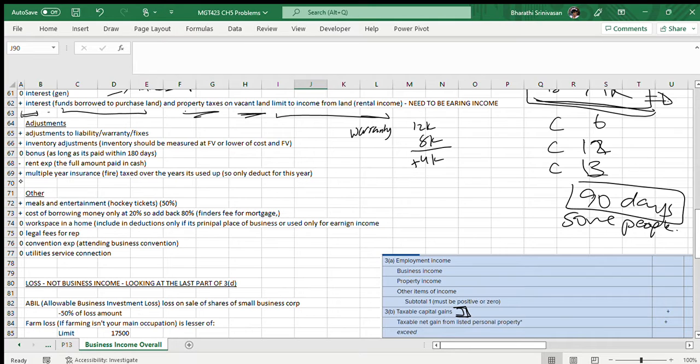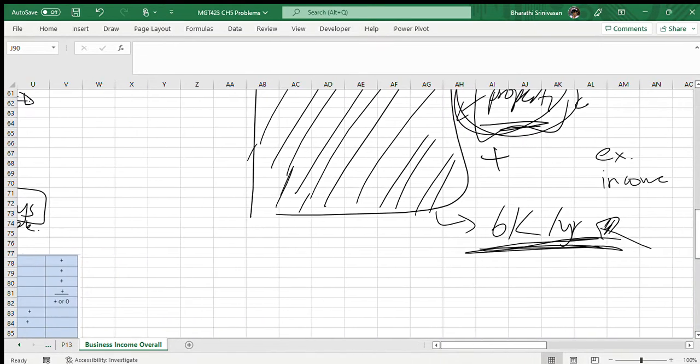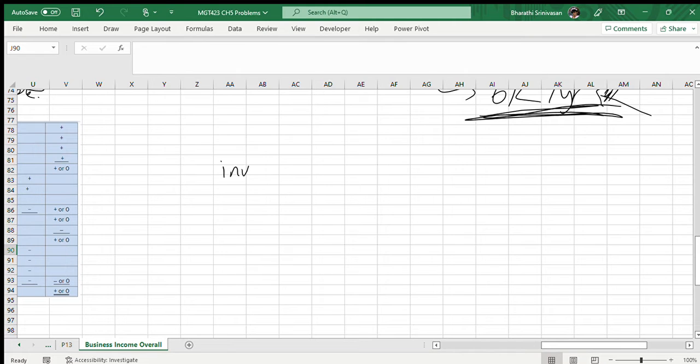Inventory adjustment. One thing is that inventory should be measured at fair value or lower of cost and fair value. So if at any point it's not the correct amount, you have to adjust it. So how do you adjust this one? Inventory adjustment. Because sometimes I mess up whether it's supposed to be adding or subtracting.